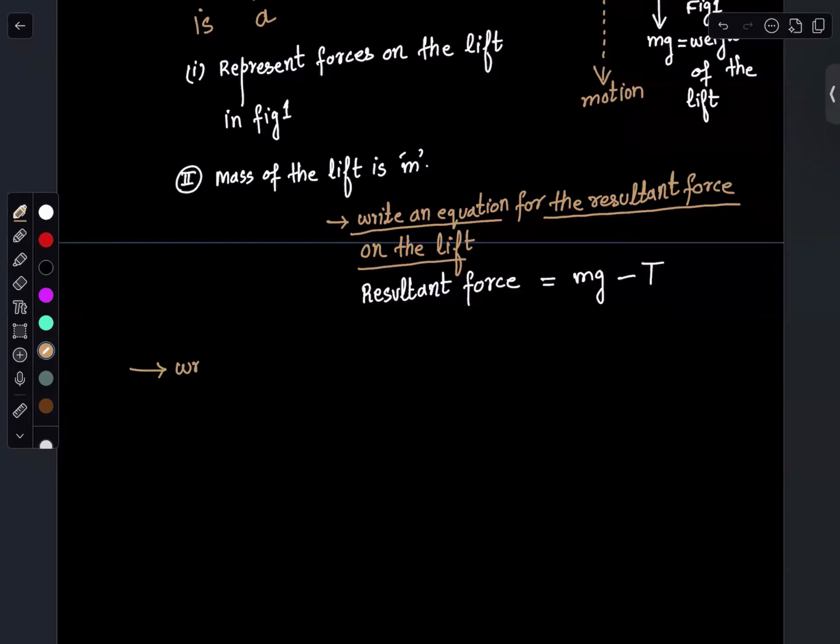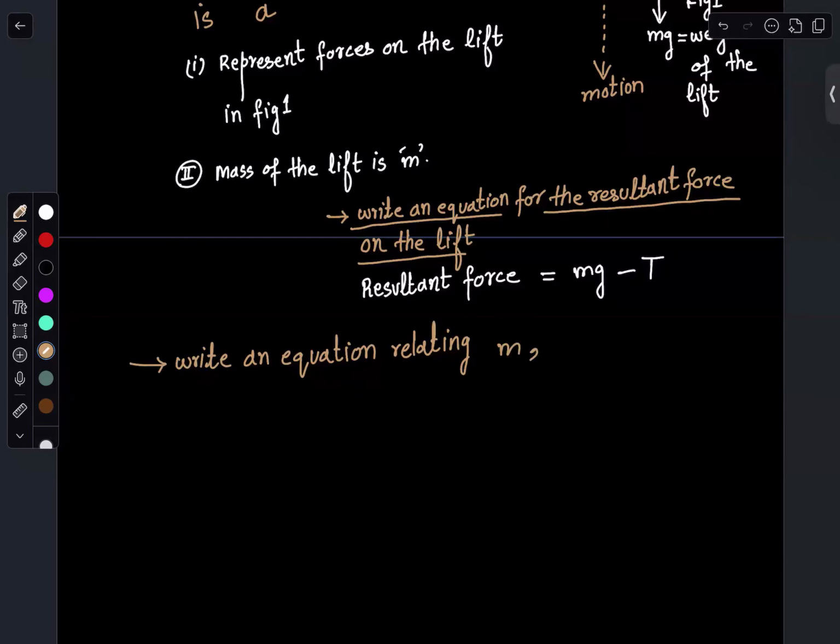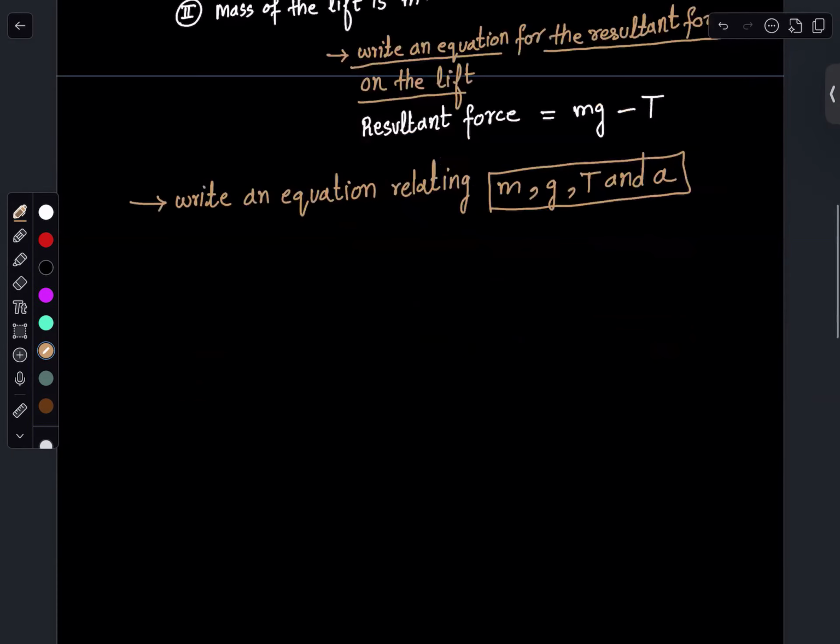The next part is: write an equation relating m, g, T and a. They want you to write an equation for the forces and the deceleration. Now the equation will be, you should always write the resultant force.